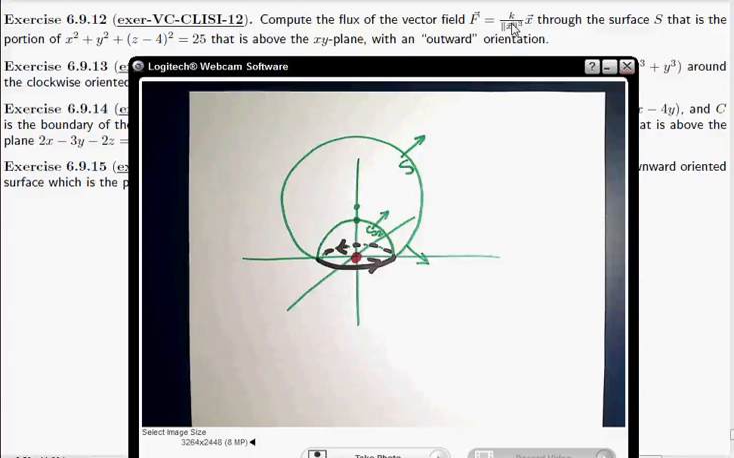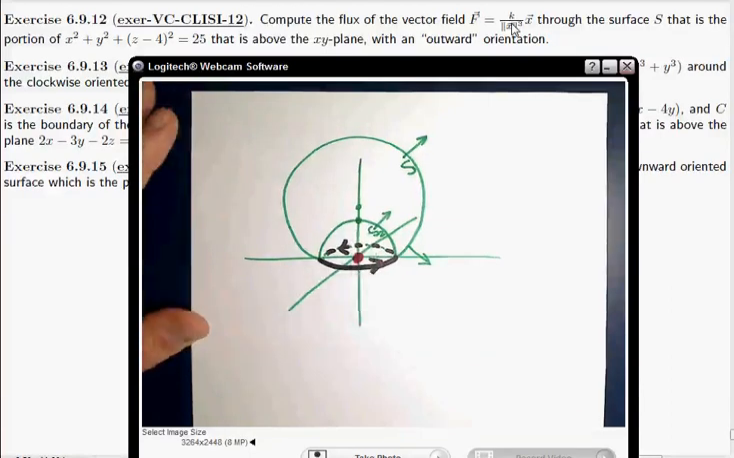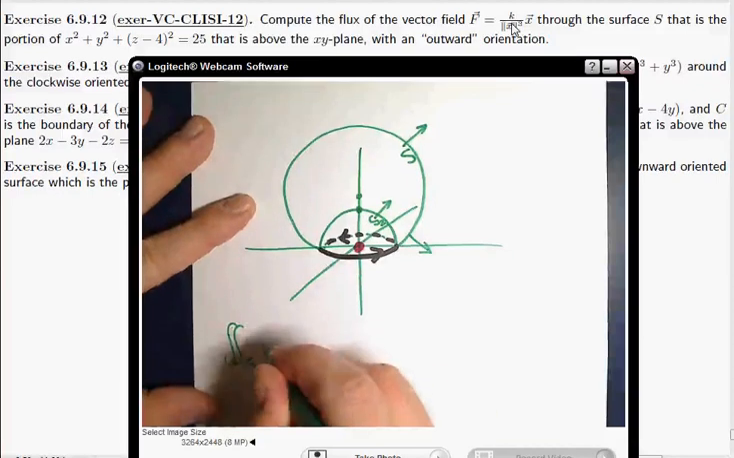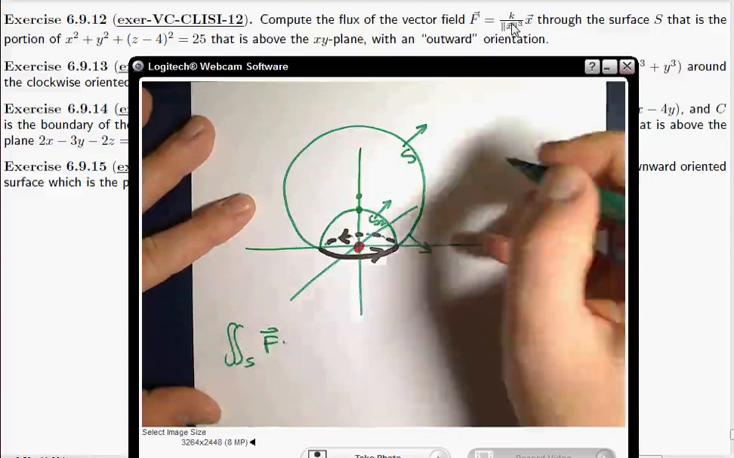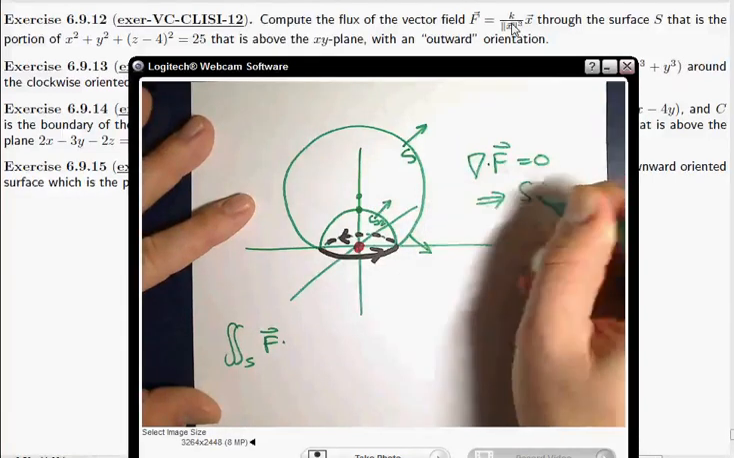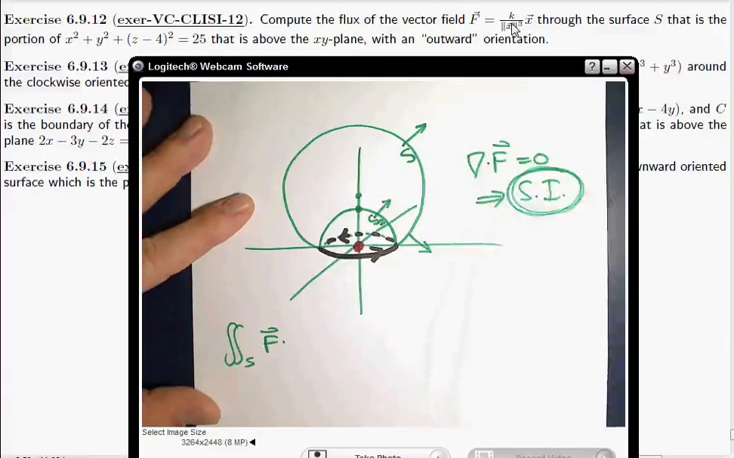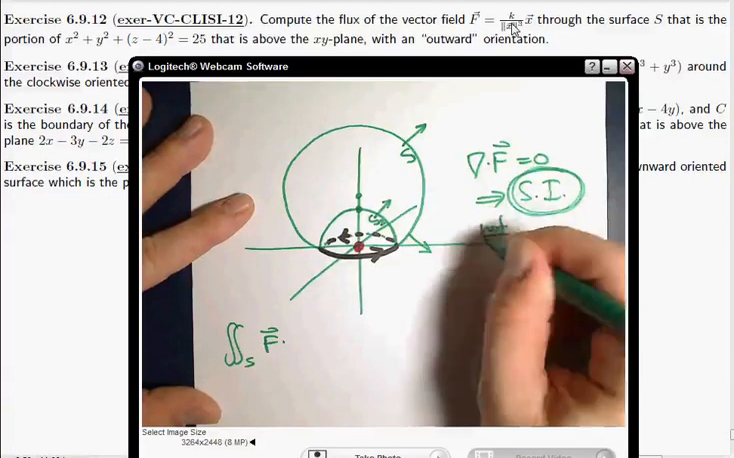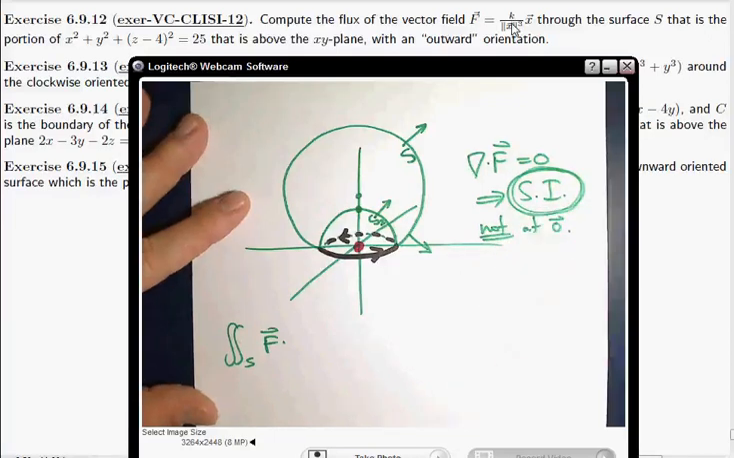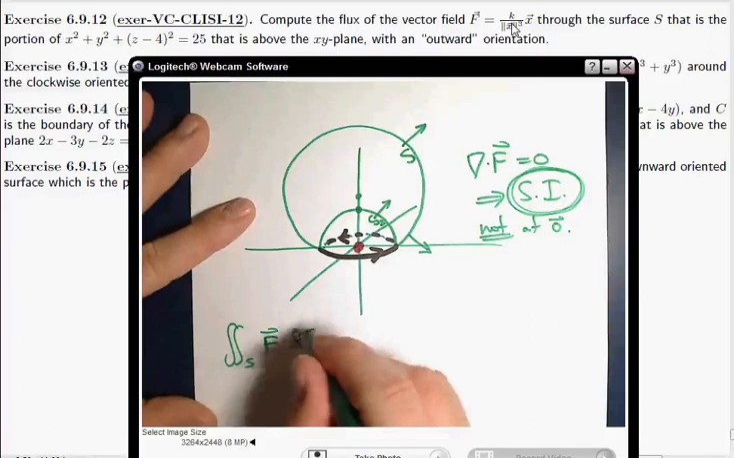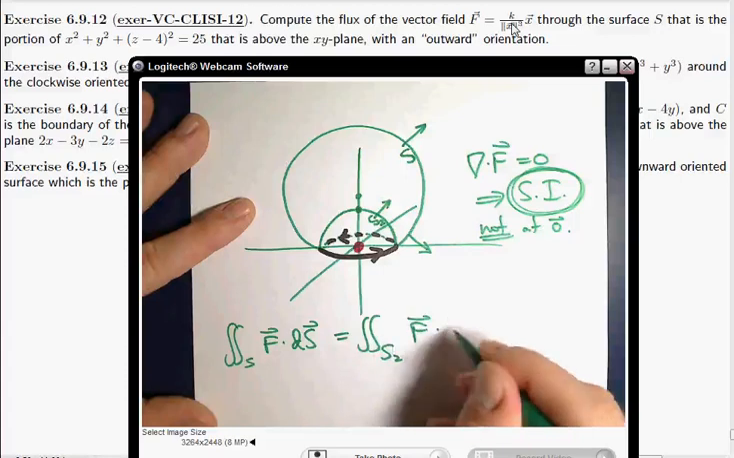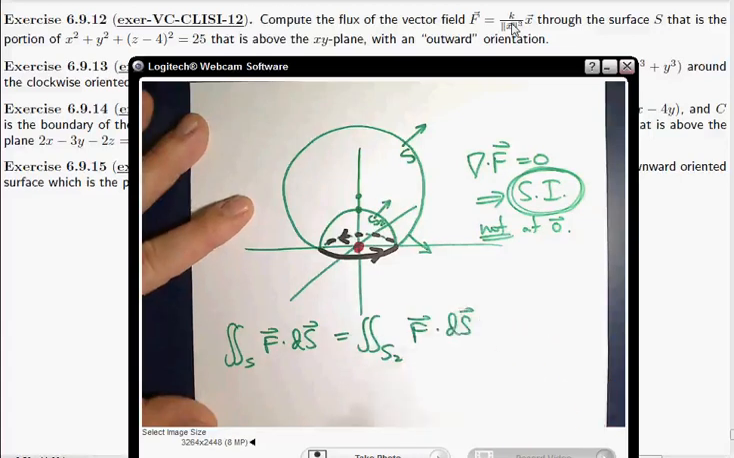Okay. So anyway, I claim that S2 is going to be an interesting surface, and I know that the flux through S, because of the surface independence, so I claim that the divergence of F is equal to 0, and that means that it's surface independent, but not at the origin. But nevertheless, this is equal to the flux through S2. And I claim that this is going to be easy to calculate.